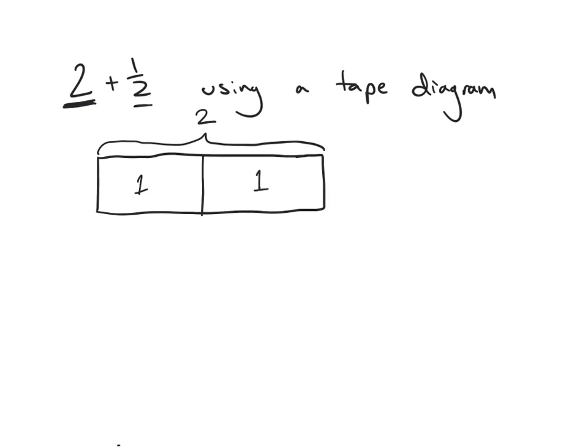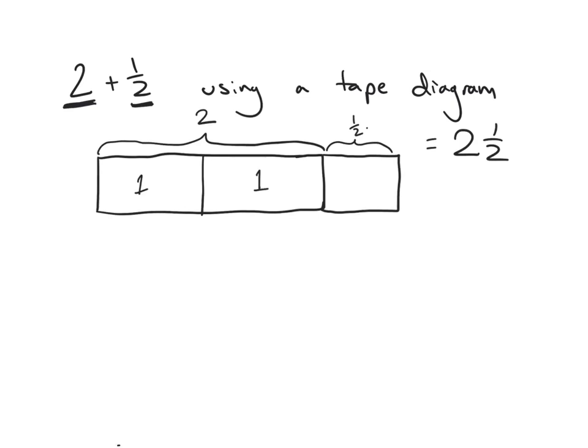And then I'm going to add on 1/2. So I'm going to find approximately 1/2 of the whole. Looks like this. And then what I've done is I've added 1/2. So I have one whole, and 1/2. And so all together I have 2 and 1/2, or 2 plus 1/2, and that simply is written as 2 and 1/2.